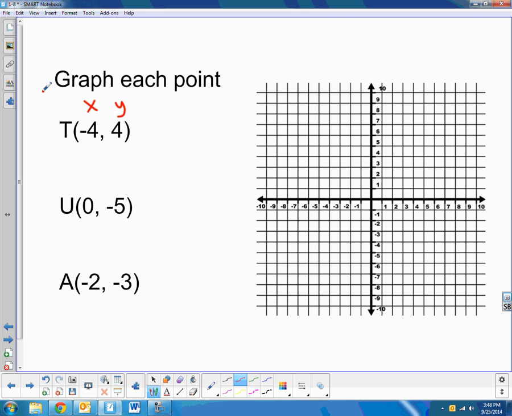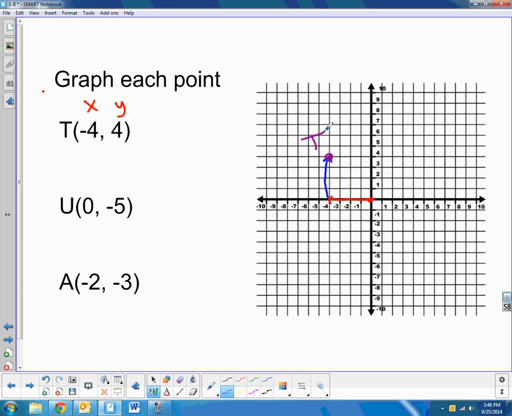So on the number line, I'm going to start at the origin. I'm going to start at 0, 0 here with this point. And I'm going to go -4 on the x-axis, and then I'm going to go +4 on the y-axis. And my point that I'm going to create then is right here. And I'm going to label that point T.